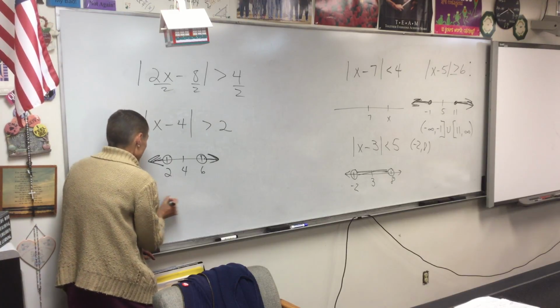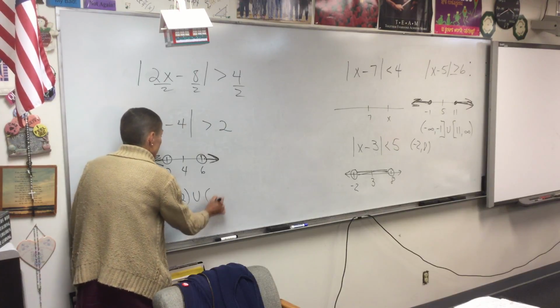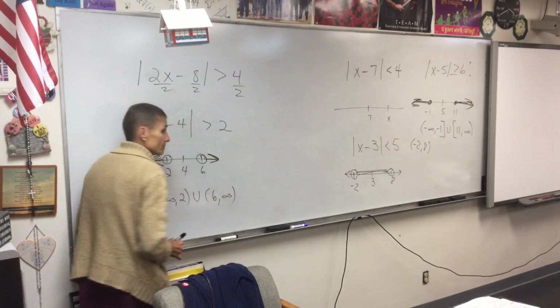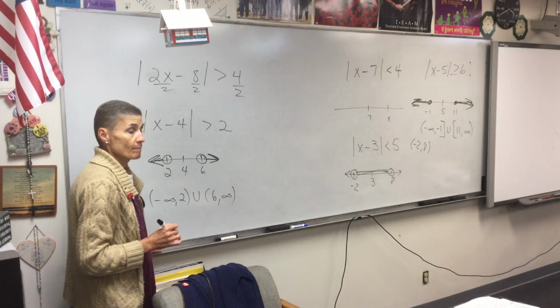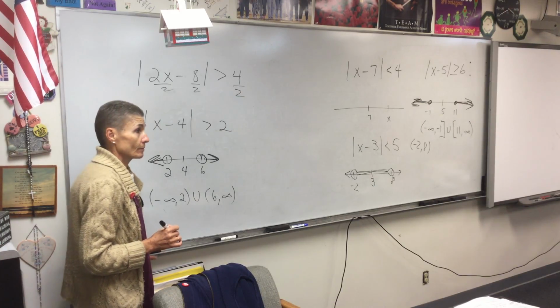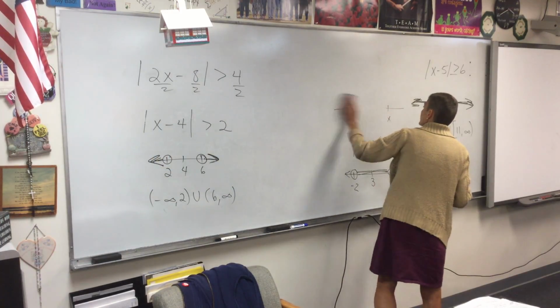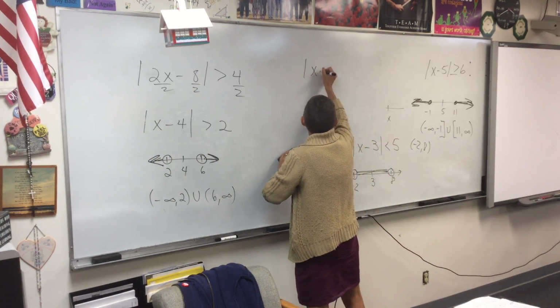And our answer is negative infinity to 2, union with 6 to infinity. All right, now I'm really going to trip you. How about this one?